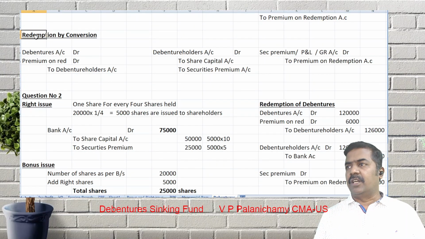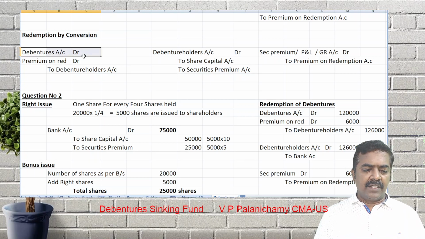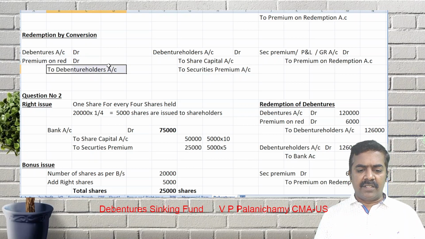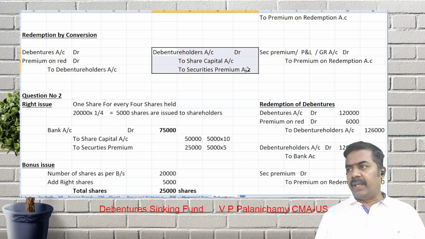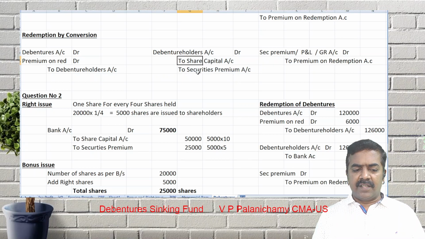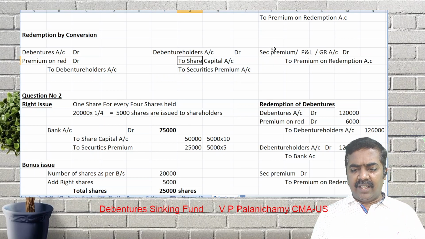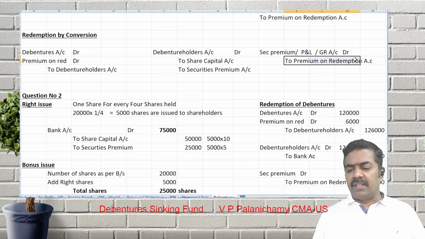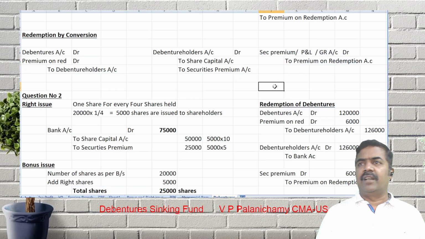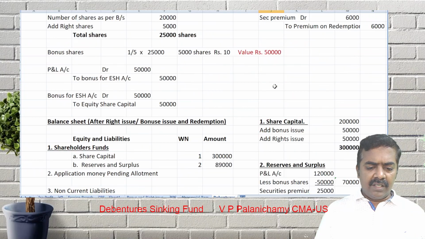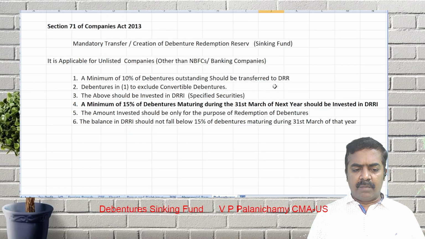Redemption can be through conversion also, like debentures with premium on redemption to debenture holders, then pay them using which one? Shares. Debentures are converted into shares. Then we use the securities premium to adjust what? Premium on redemption. Just to recollect what we have done in the last class about debentures.